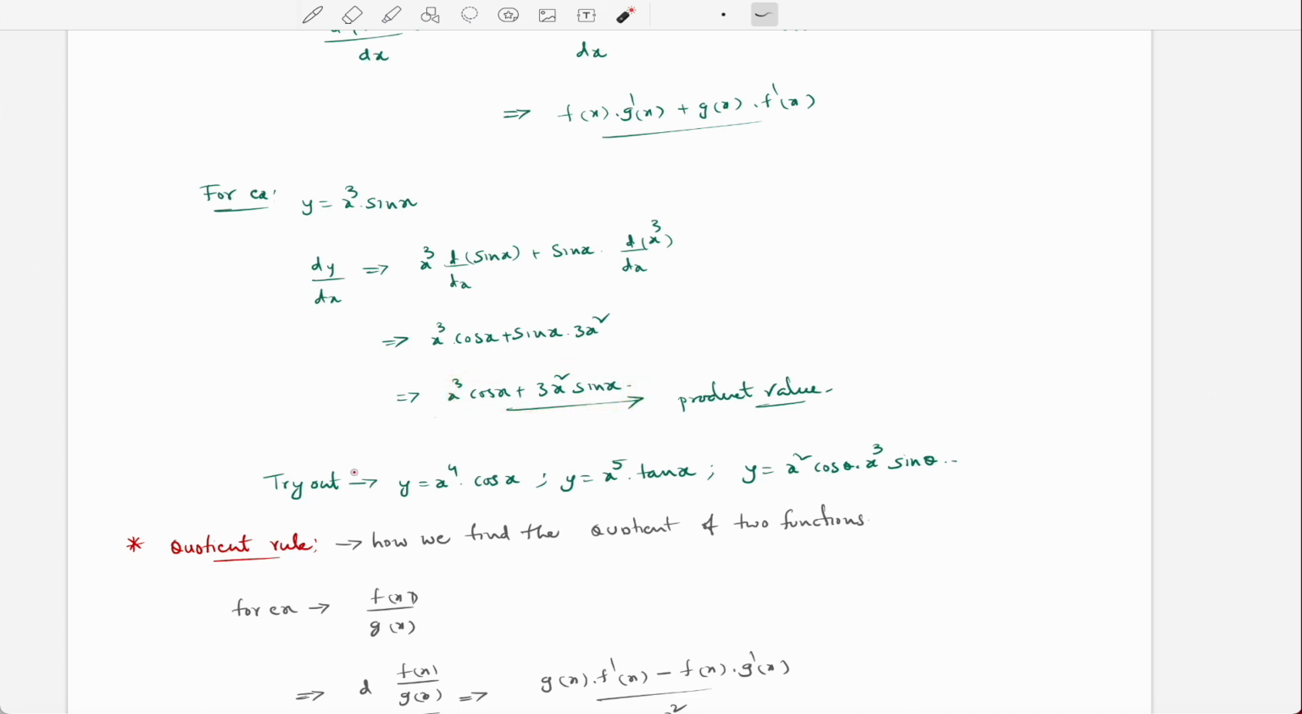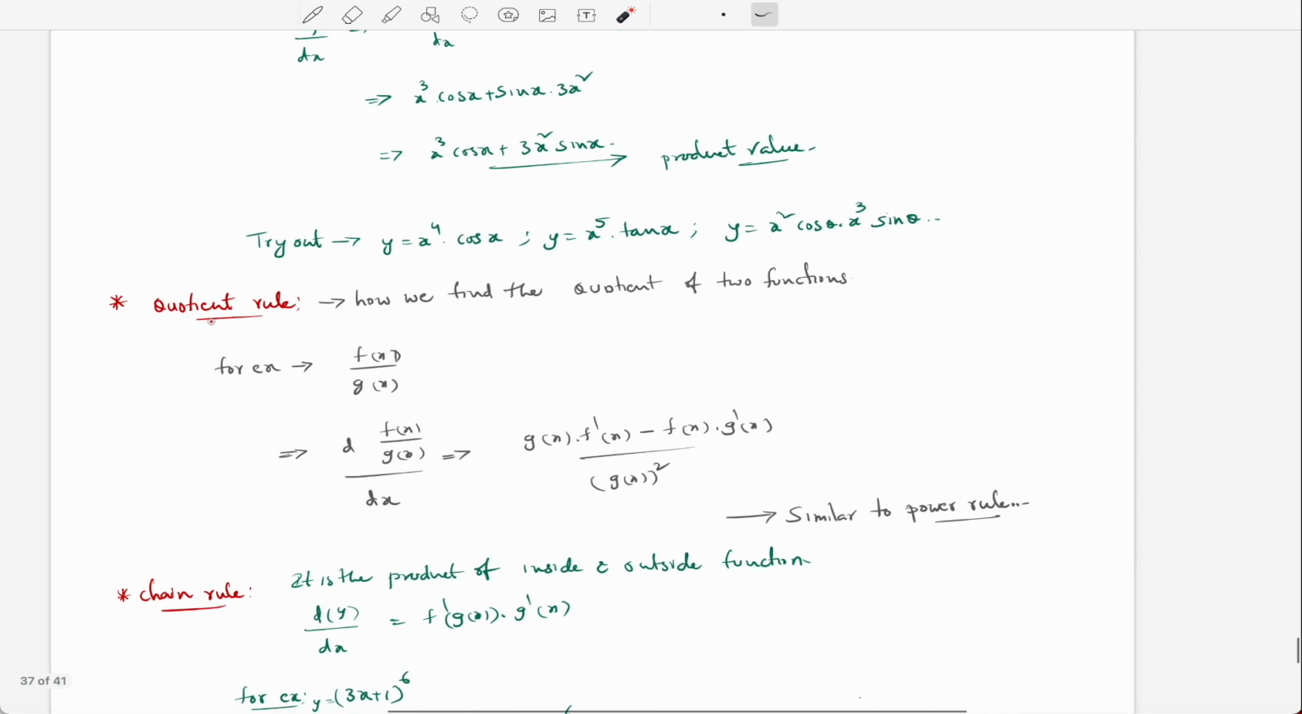So I just want you to try out x power 4 into cos x, or x power 5 into tan x, or x square cos theta into x cube sin theta. So I just want you to explore it on your own, so it will be easy for you. I didn't want to spoon feed you by teaching everything. I want you to explore it on your own rather than just simply watching these videos. If you watch these videos and don't practice it, it will make no sense.